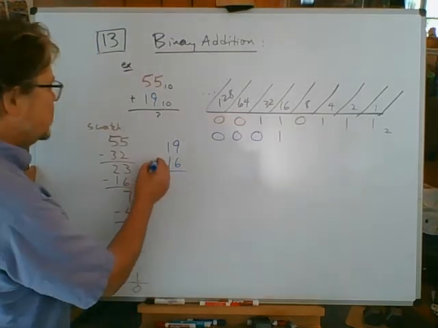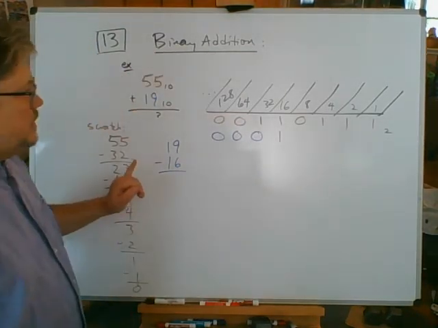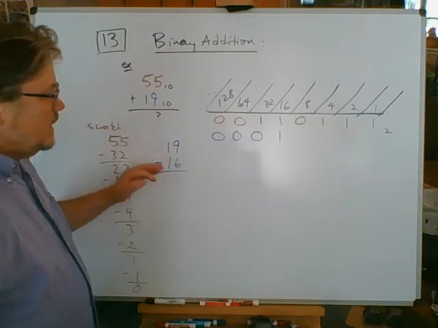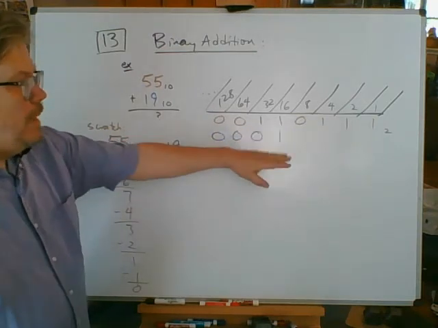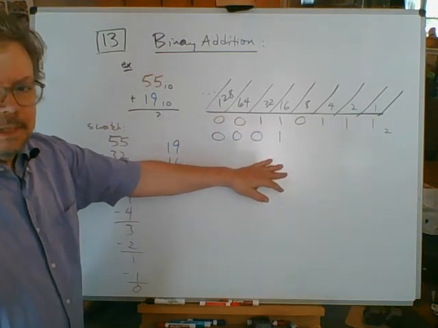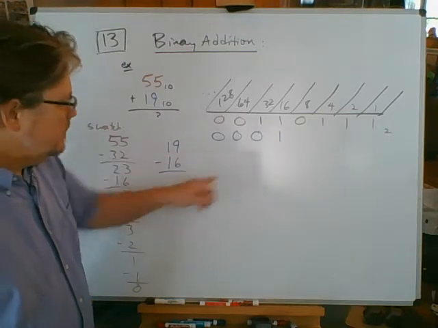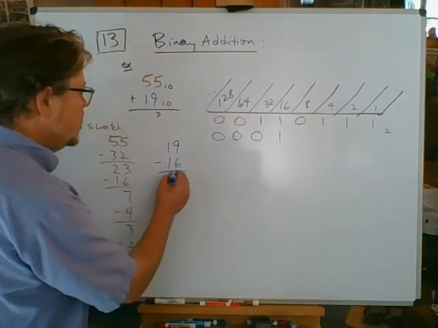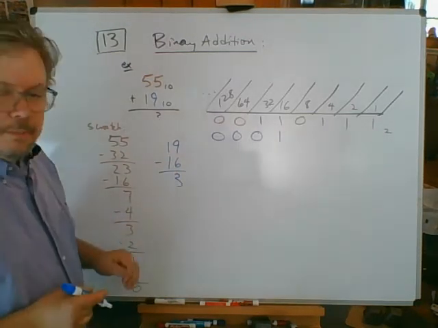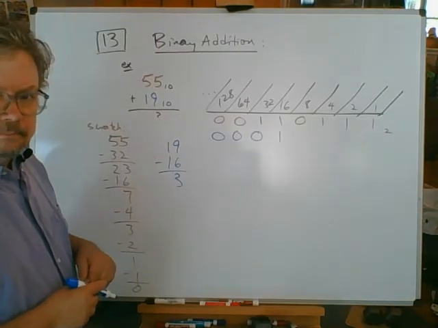And the reason I'm subtracting over here, even though this is supposed to be an addition problem, is I'm trying to find out how much more of my number remains to be represented by this bit pattern. 16 of this has already been represented, so only 3 has not yet been represented by that binary bit pattern.